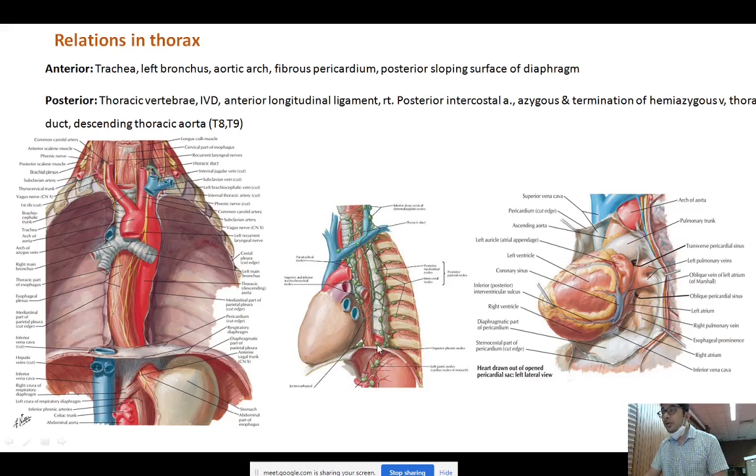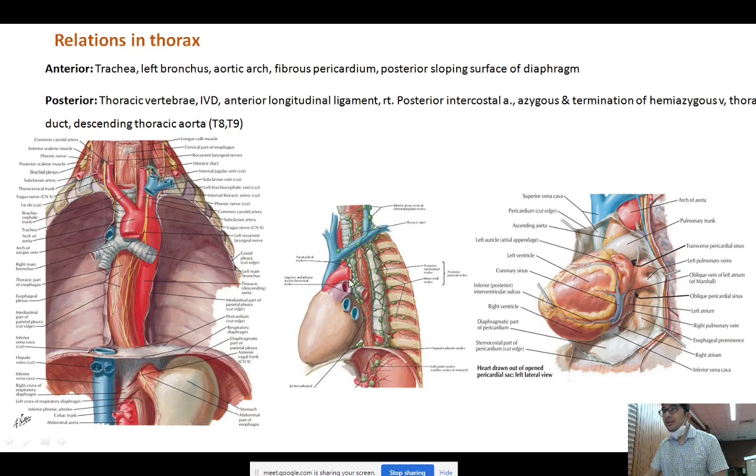Okay, and what? The posterior sloping surface of the diaphragm. So trachea, left bronchus, pericardium, the aortic arch, the arch of aorta, and the diaphragmatic surface. These are the anterior relations of the esophagus in the thorax.